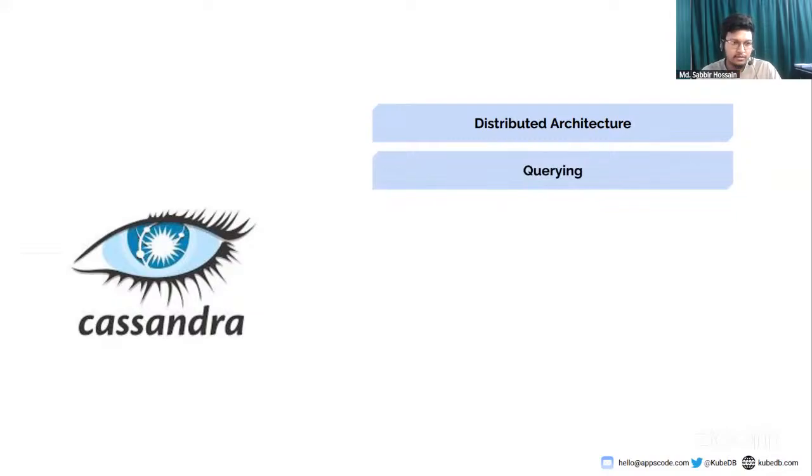Cassandra uses Cassandra Query Language, CQL, which is very much similar to SQL but optimized for high-speed reads and writes. Another feature of Cassandra is its high availability. Replication across multiple nodes and data centers ensures uptime. Even during hardware failures or maintenance, Cassandra continues serving requests without downtime.